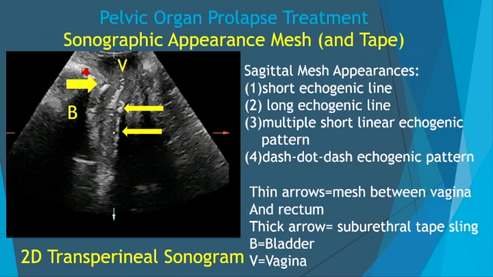And again, here is the symphysis anteriorly, bladder, and then the urethra is right here, and posterior to the urethra is the suburethral sling. Here is the vagina, which has air, and then posterior to the vagina is mesh, because this patient's had a prior vaginal prolapse. And here you see this is the pattern of more of multiple short linear lines.